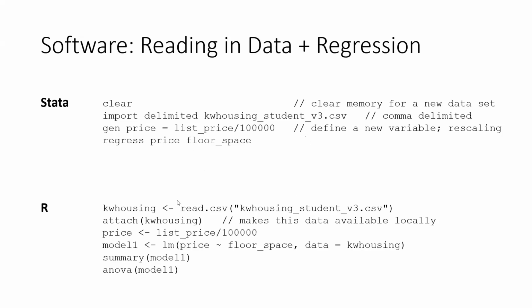And here's the equivalent in R, where I have the read CSV file, same file. Then you have to do an attachment here. And then the model has a slightly different syntax. So you have price as a function of floor space, specifying the data. And you need both the summary and the ANOVA command to get the equivalent of the regression command.